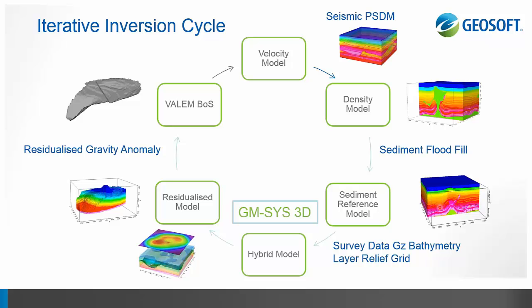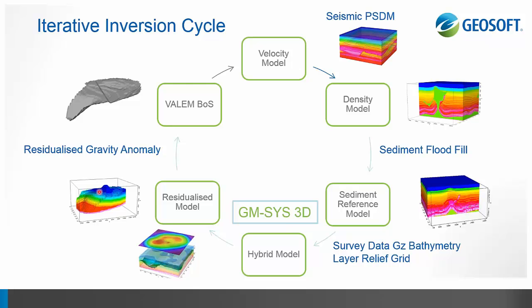Then the various components of the model are integrated into GM-SYS 3D, or layered earth model. In doing so, we can easily separate what is known from what is unknown. And we turn to the VALEM inversion to solve for the unknown, which should be everything remaining related to the salt. Okay, so that's the residualized model here, and the real residualized gravity anomaly.